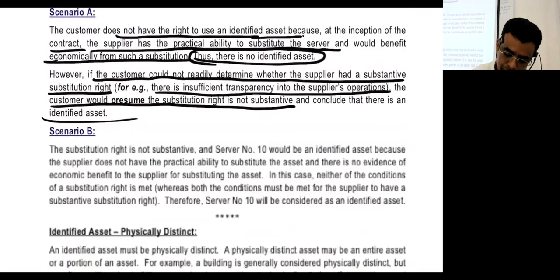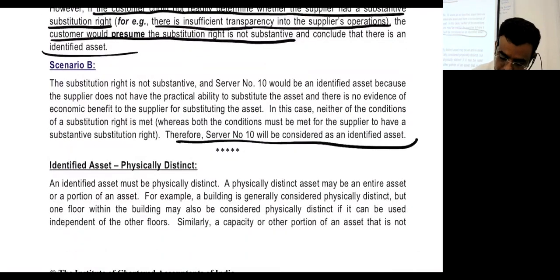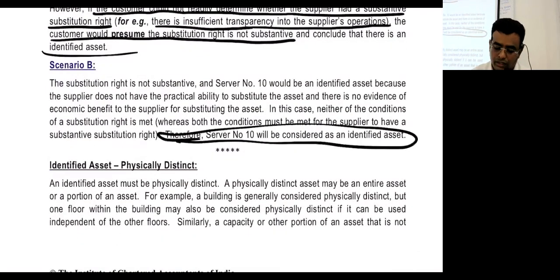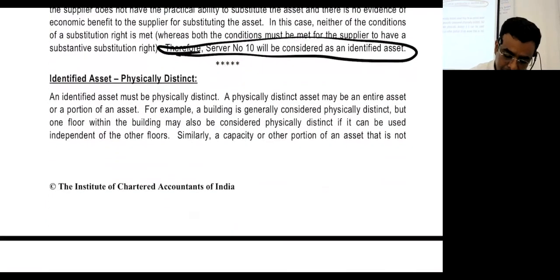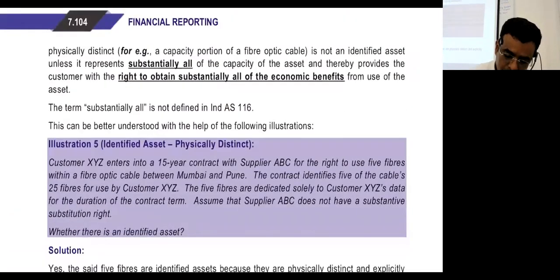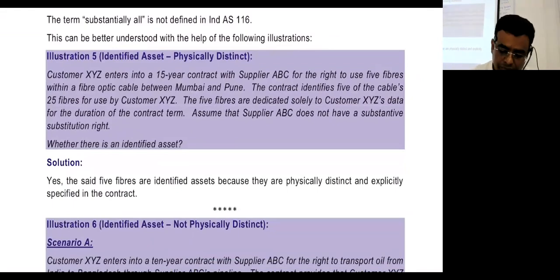Obviously, I hope now you are able to understand. Okay, identify physical distinct, it should be there. All this we don't need. Question number 5. I hope I am able to understand.